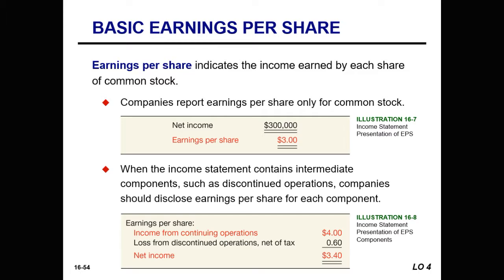Earnings per share is something that stockholders and people who might want to invest in an organization are very concerned about. They use it in evaluating the profitability of their potential investment. So the financial press and the analysts really pay attention to this particular type of information. Earnings per share is an indication of the income earned by each share of common stock. Companies report earnings per share only for common stock because remember, they have the residual claim.